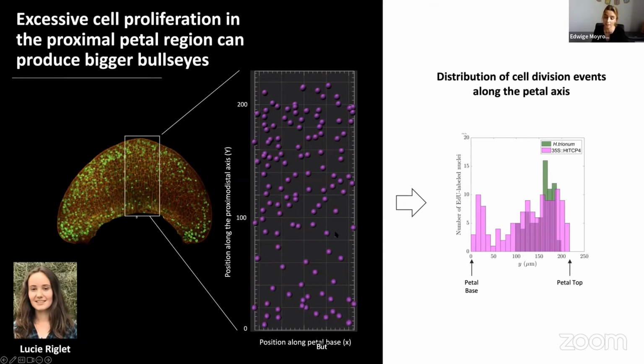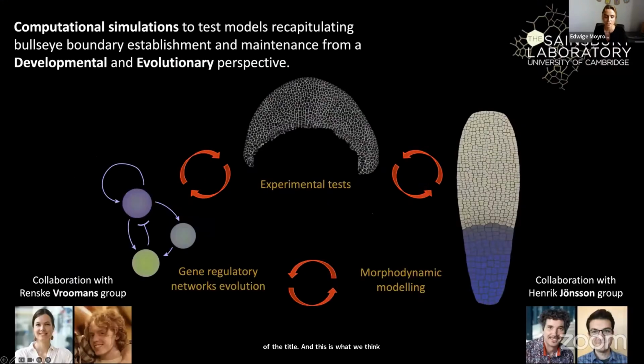And this is what we think creates the increase in size of the bullseye. So what we are doing now is really taking full advantage of the presence of our colleagues at SLCU, who are experts in computational simulation. And we are combining this simulation with our experimental data to test a model that would explain both the establishment of the bullseye boundary and its maintenance during petal development, both from a developmental viewpoint, but also from an evolutionary viewpoint, and how the network that controls this process can emerge during evolution.